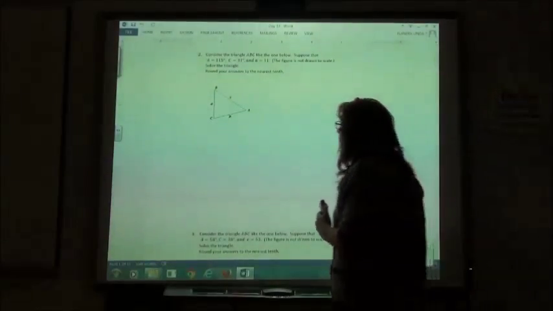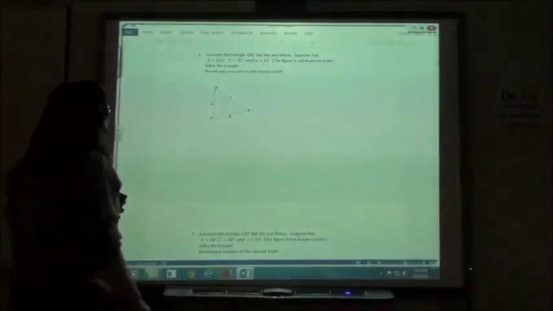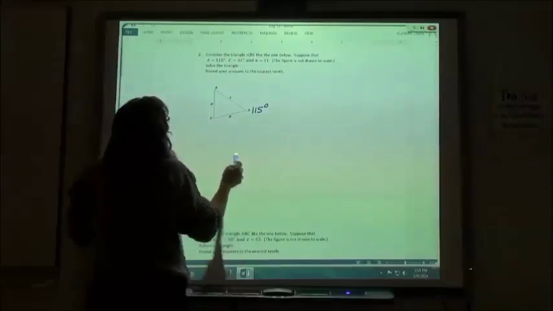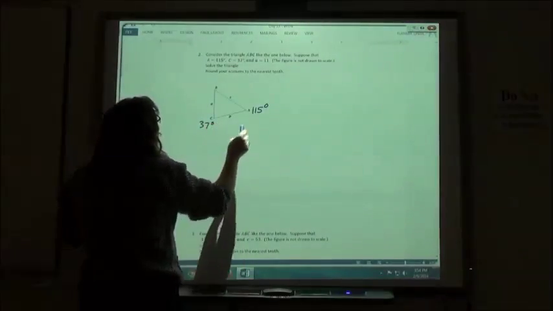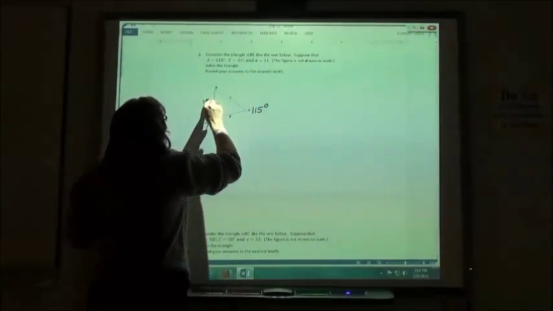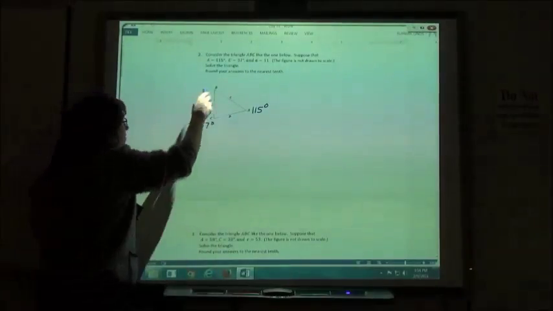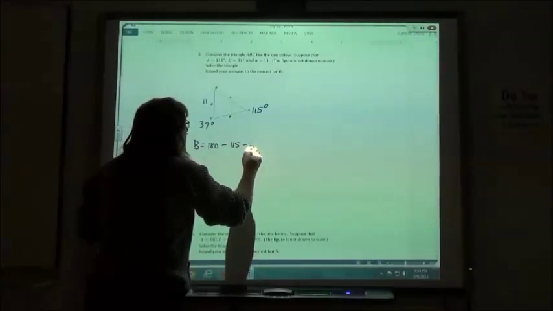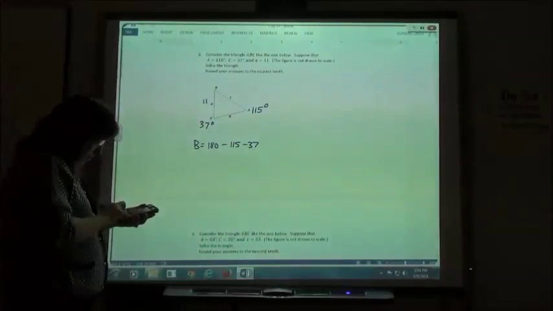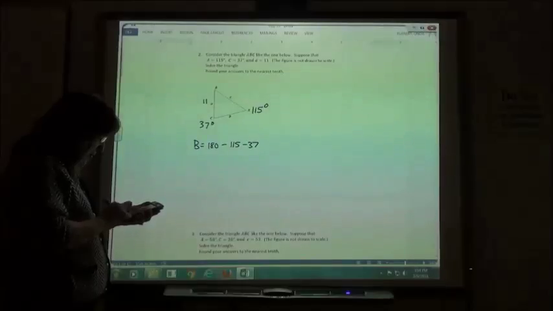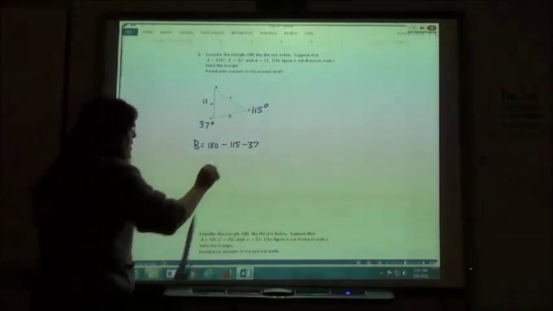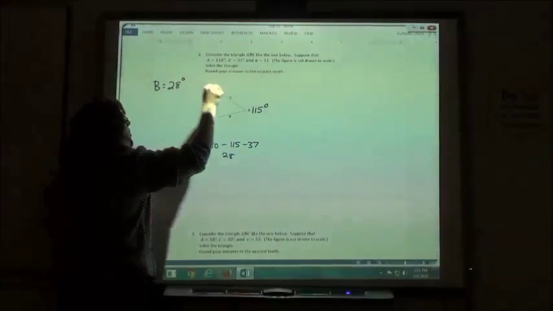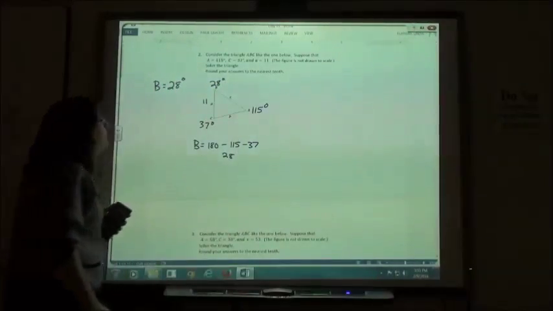Number 2 then, if I look at my triangle, suppose that angle A is 115 degrees, angle C is 37 degrees, and side A is 11. Again, we're going to find B by taking 180 minus our 115 minus our 37. 180 minus 115 minus 37 gives us 28. So angle B is going to be 28 degrees.